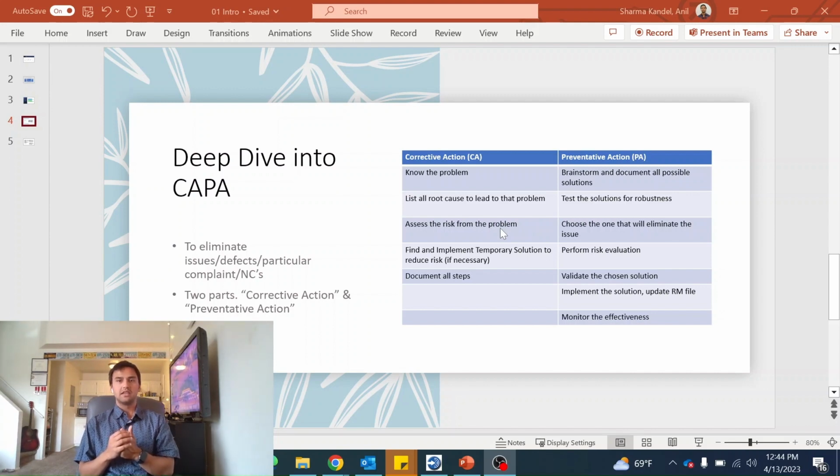And once you have identified the risk, the severity and the probability of occurrence of the risk, you know how much risk it is: high risk, medium risk, low risk, right? So based on that, you now start looking for solutions to reduce those risks and to eliminate that problem.